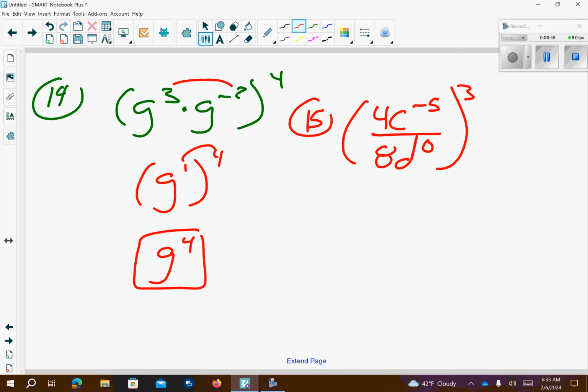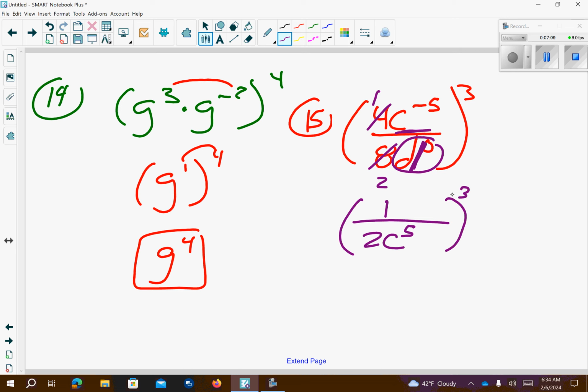Number 15, I get 4c to the negative 5 over 8d raised to the 0. This whole thing's raised to the 3rd power. So let's take care of the negative exponents first. That wants to move down, and we can reduce this. 4 goes in itself once, goes in there twice. So I get a 1 on top, and a 2 on bottom. C to the 5th wants to move down, so now it's positive. What is d to the 0? Yeah, it's just 1, so we don't have to even write it.